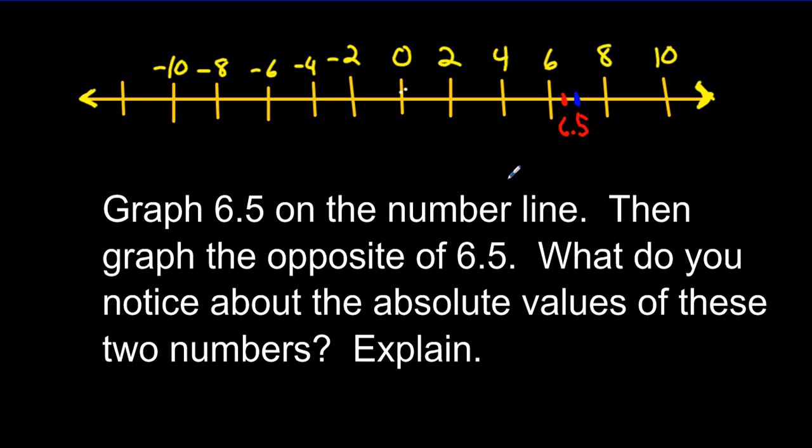Okay? And now I need to graph its opposite. So I'm going to go halfway between negative 6 and negative 8. This is halfway between, so this would be negative 7. And in order to find negative 6.5, it's going to be halfway between negative 6 and negative 7, which is going to be right about here. Okay, and we would label that as negative 6.5.